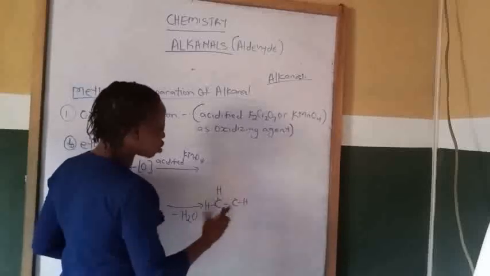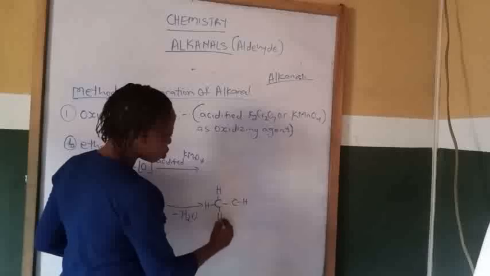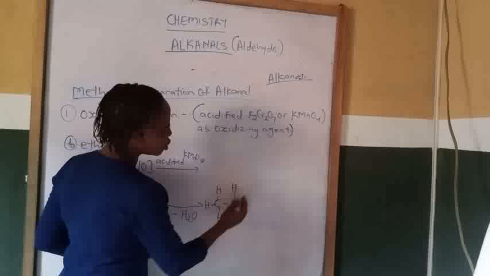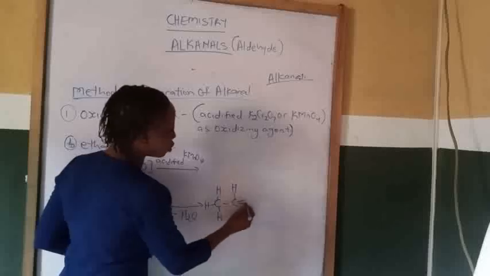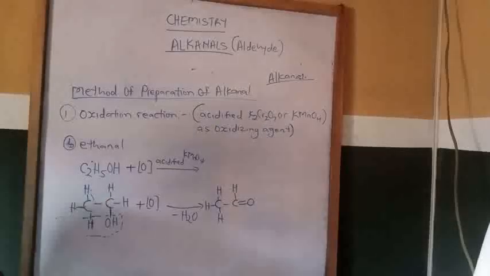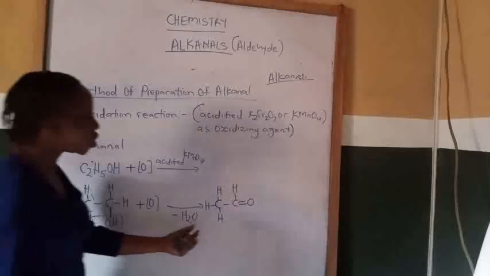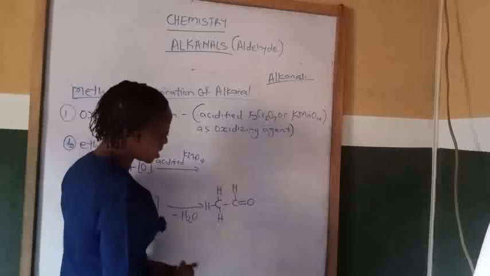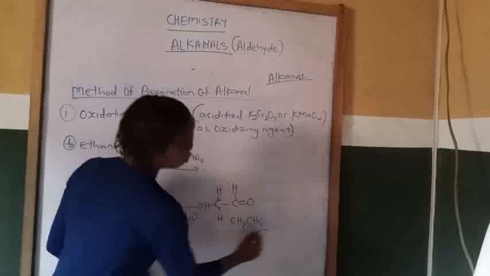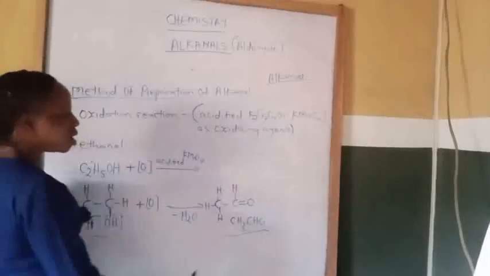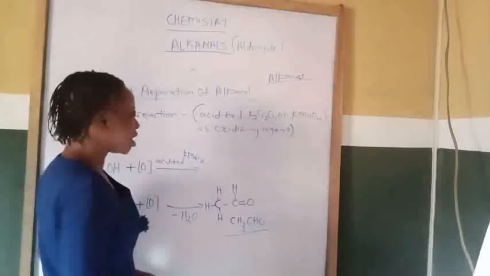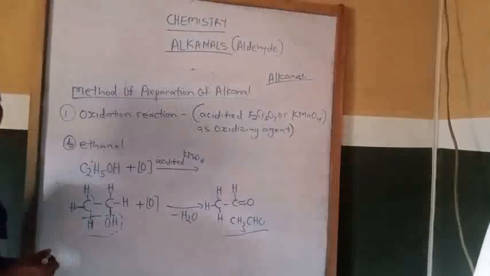So one of the hydrogen atoms here will come here. Then this hydrogen comes up. Then oxygen will come in with a double bond. So this is ethanal, CH3CHO. This is ethanal, because an alkanal member with two carbon atoms is called ethanal.